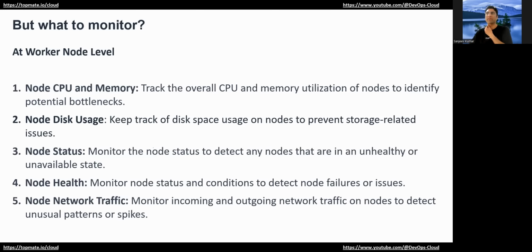At the worker node level, CPU and memory will be monitored. There will be the disk associated with each worker node that has to be monitored. The node status, the node health, and the network traffic between nodes, and between your control plane and data plane, your worker nodes and control plane, have to be monitored. All these monitoring graphs and everything will be shown in Grafana.